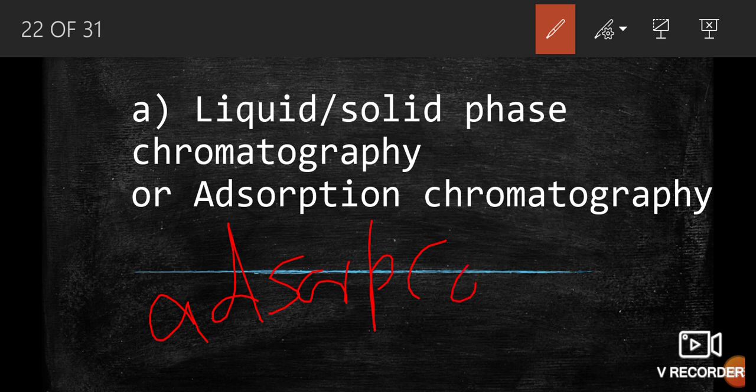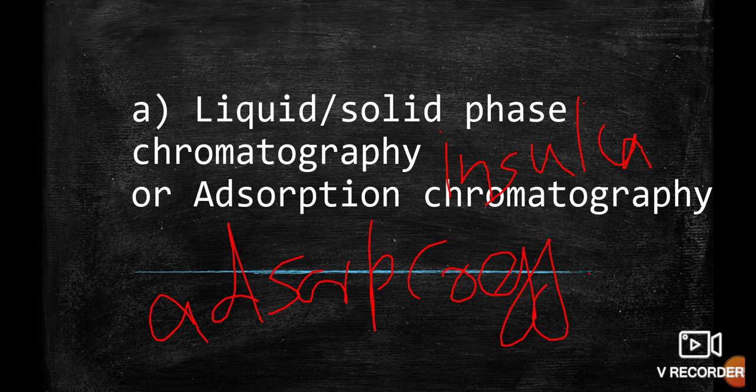The adsorption coefficient. And if you remember what I've told you, chromatography was invented by a person called Michael. So during Michael's time, this came into existence. During that time, what they used was calcium carbonate or a thing called inulin. Inulin is a finely powdered polymer of sugar. So this is all about liquid solid phase chromatography or adsorption chromatography.